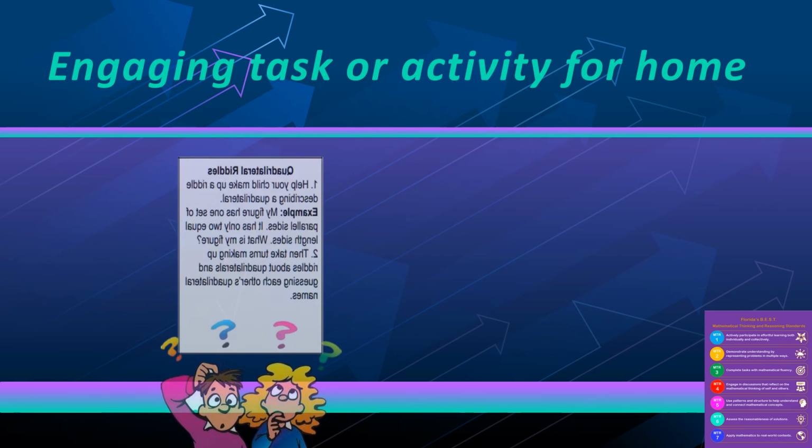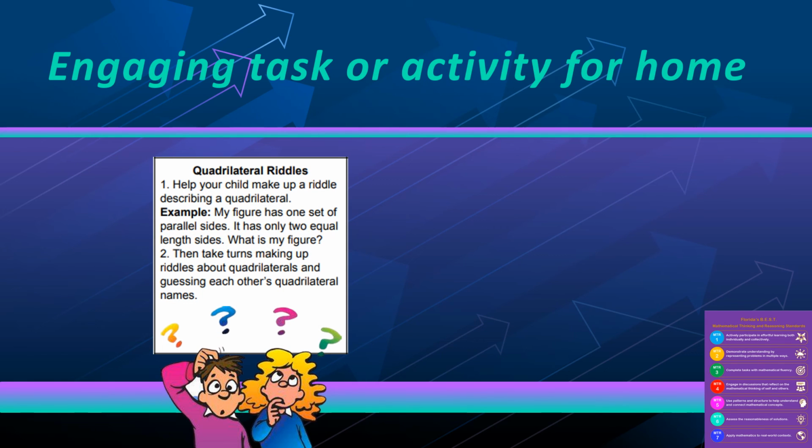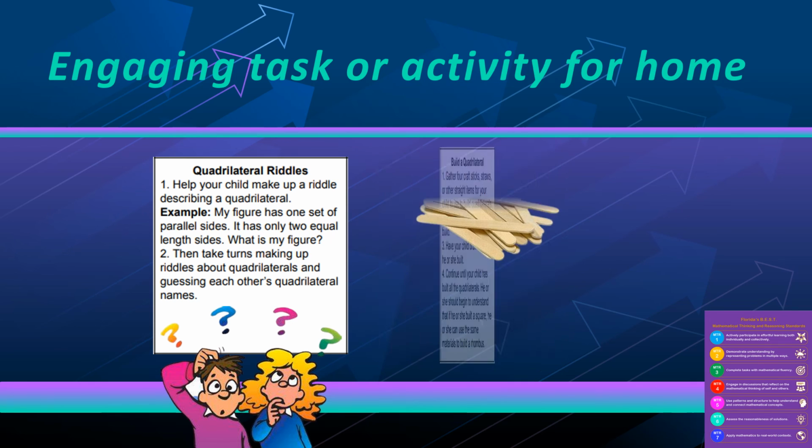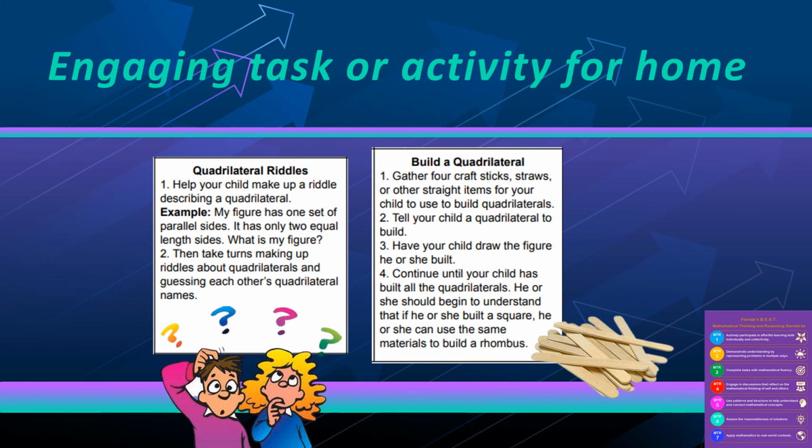Here we have two engaging tasks for students to do at home. First one is the quadrilateral riddles. Students can come up with riddles based on their knowledge of defining attributes of different quadrilaterals. And build a quadrilateral. This is a fun hands-on craft that students can do to build different quadrilaterals at home using craft sticks, straws, or any other straight items found in the home.